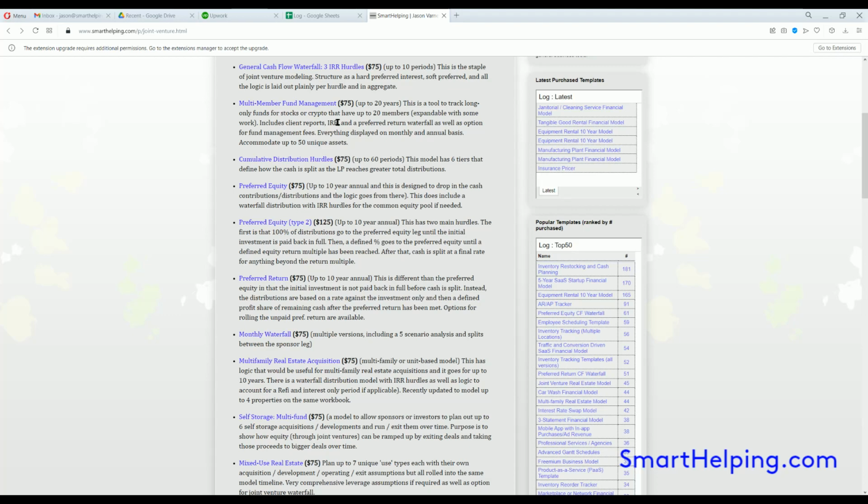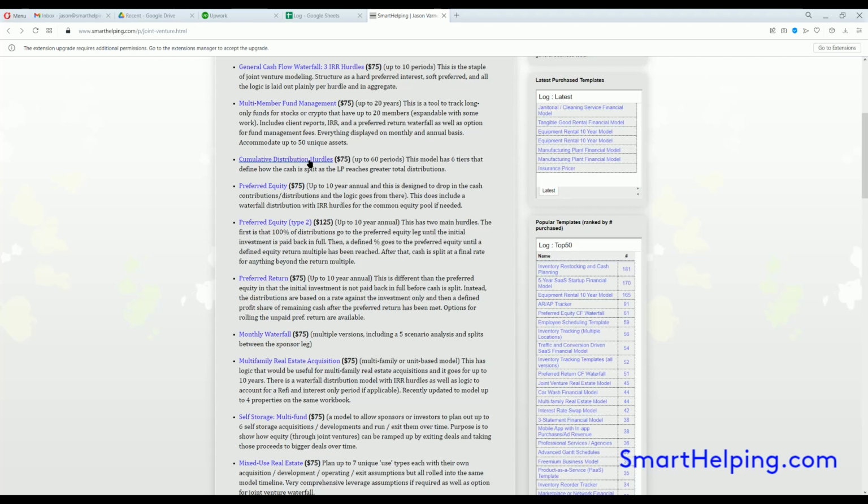It's got management fees in it, and again, the distributions are based on an IRR hurdle structure for the LP and GP, and the LP could be multiple members, like it says, multi-member, who are investing over time in the fund.